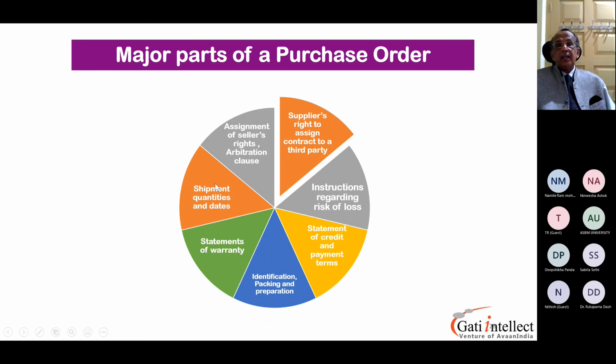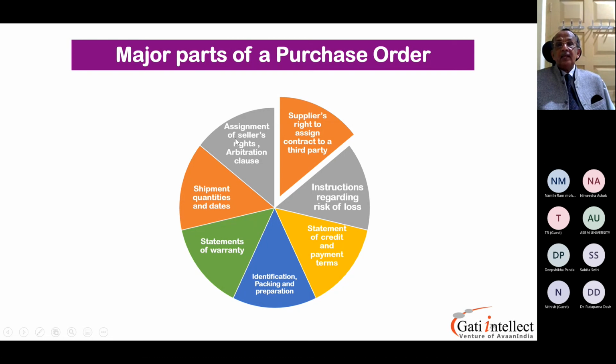Then shipment dates and shipment quantities and dates. This also I've said. Do not commit to your customer any delivery date because then you are asking for trouble. So you will only say ETA, estimated time of arrival, or estimated time of sailing. So be very careful.